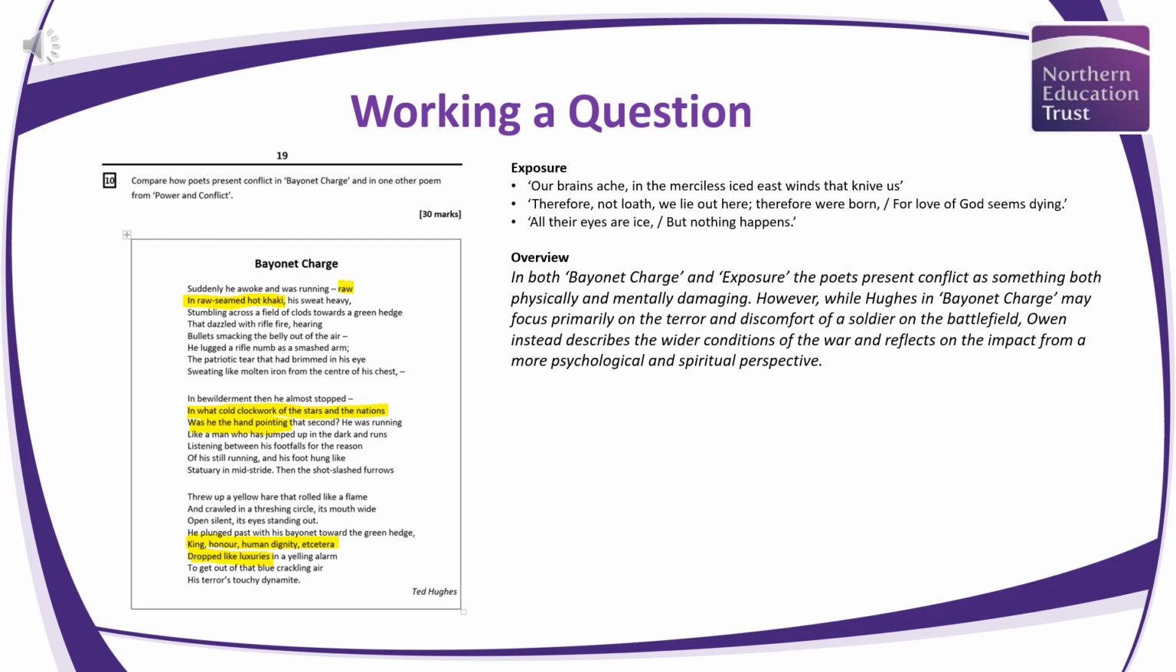Now I'm comparing it to Exposure. I need to do this from memory, but I've got my three Exposure quotations memorised. So my first one would be, our brains ache in the merciless iced east winds that knive us. My second one would be, therefore not loath we lie out here, therefore we're born, for love of God seems dying. And my third one is, all their eyes are ice, but nothing happens. So I'm going to basically go backwards and forwards between the two poems.